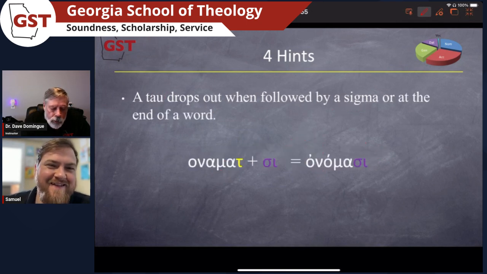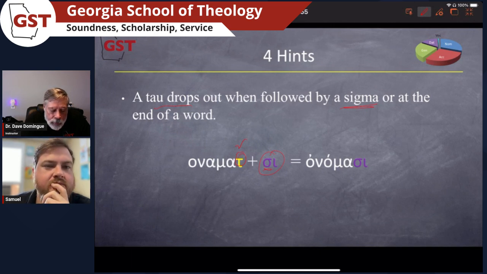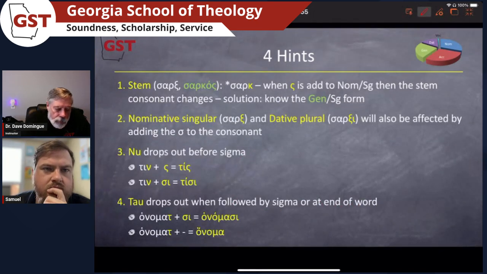Okay, tau is very much the same thing. A tau will also drop out when it's followed by a sigma. So not only the nu, but the tau will drop out when it's followed by a sigma. There's our dative plural. And so basically, both the nu and the tau really hate the sigma, and they will leave and go to their own party. Okay. There's another thing that happens with the tau. Well, let me go through the summary here.